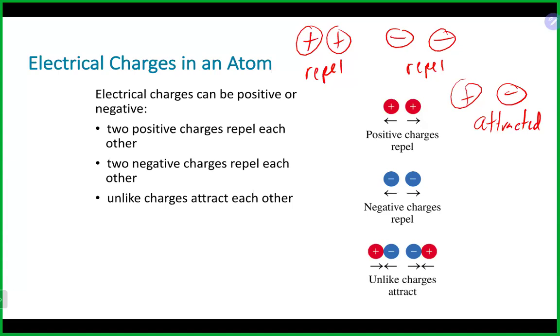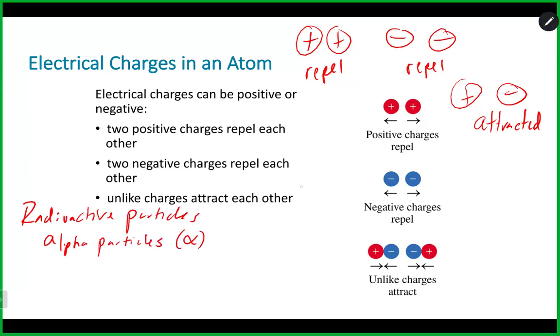Now, this sort of attraction and repulsion was very helpful in experiments that were performed to understand the atom, because they could use something like a magnetic field and an electrical field, and they could use particles that had charges. So a lot of experiments that were done to understand the atom were done using radioactive particles like alpha particles. Alpha particles have the alpha symbol, and they were positively charged radioactive particles.